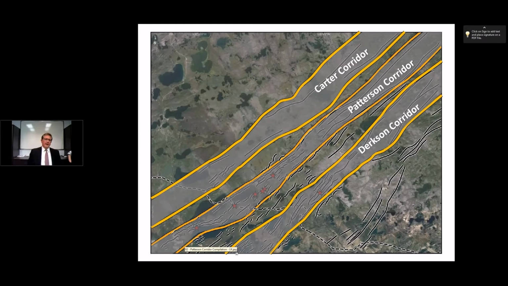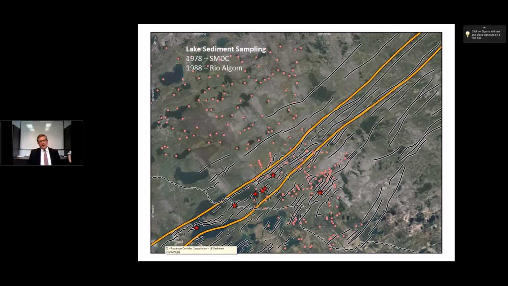I'll start here. Back in 1978, SMDC and in 1988, Rio Algom did a lake sediment sampling across the entire area. And what you see here in pink are all the different sample spots that were taken right across the district.